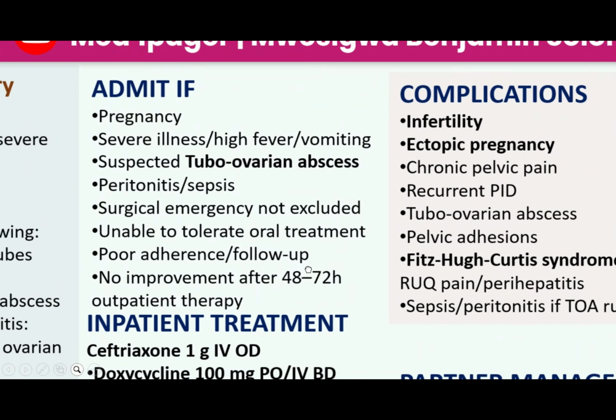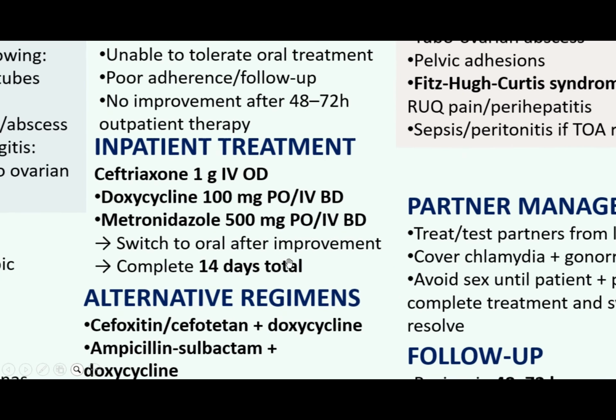So you want to admit them if they are pregnant, if there's severe illness, high fever, vomiting, or if they have a suspected ovarian abscess, you don't want to keep them at home. If they have peritonitis and sepsis, or a surgical emergency is not excluded, you're not sure, are they having appendicitis, are they having something else going on, then keep them. If they're unable to tolerate oral treatment, poor adherence, especially since sometimes people don't tolerate doxycycline, or if there is poor follow-up, if there is no improvement after 48 to 72 hours on outpatient therapy, then you want to tell them to return for admission.